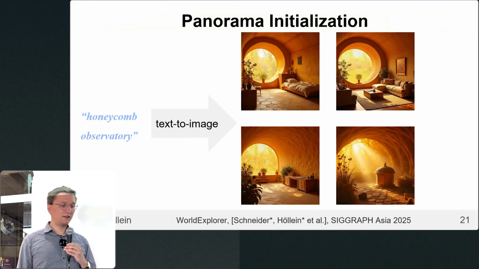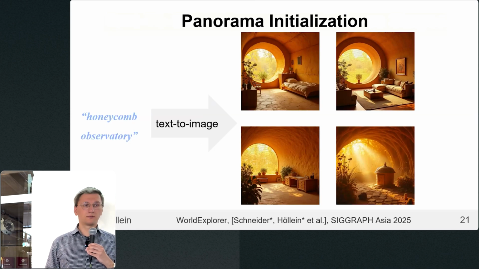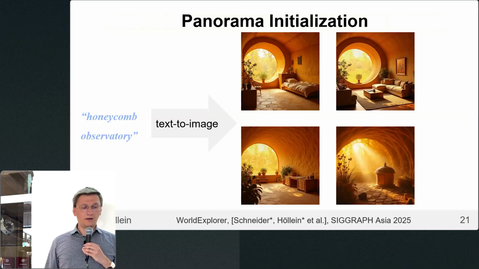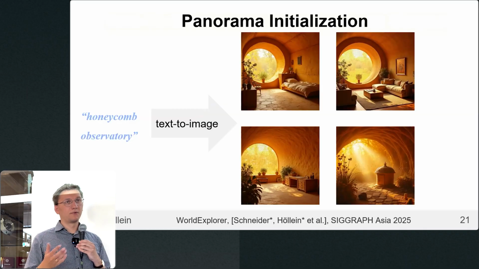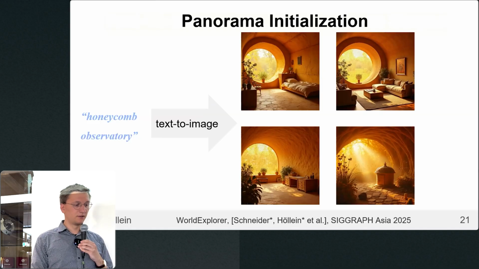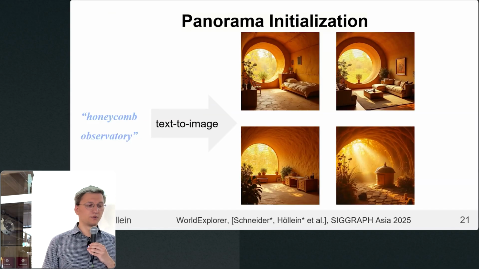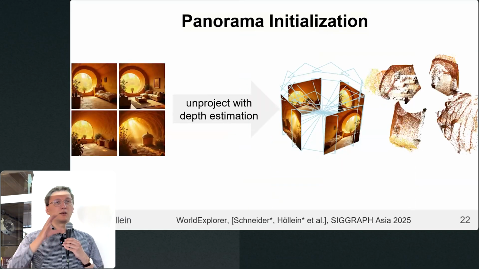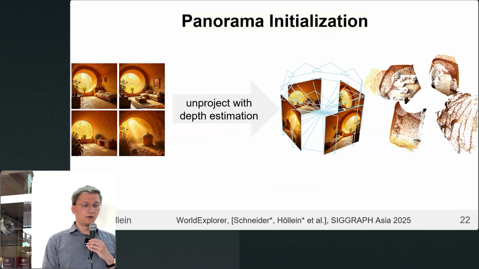So panorama initialization works as follows. We are given a style prompt. For example, all frames should look like a honeycomb observatory. And then we specify different subtypes for each frame. For example, the top left is a bedroom in this style, the top right is a living room in this style, and so on. Then we have 4 images, and we just define that they are rotated 90 degrees around the scene origin. So they look like shown here in the middle.